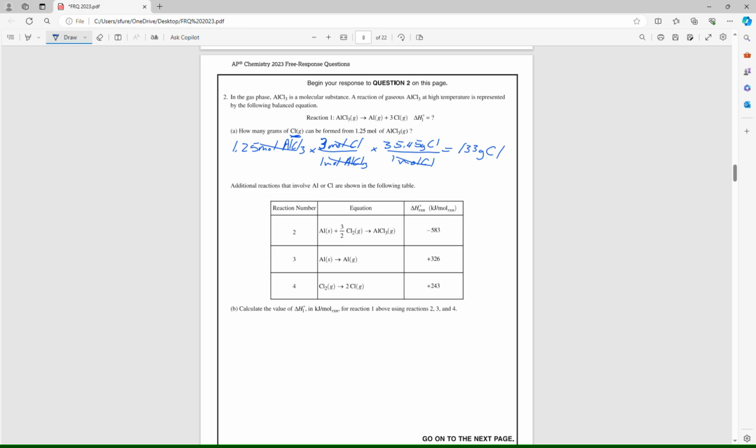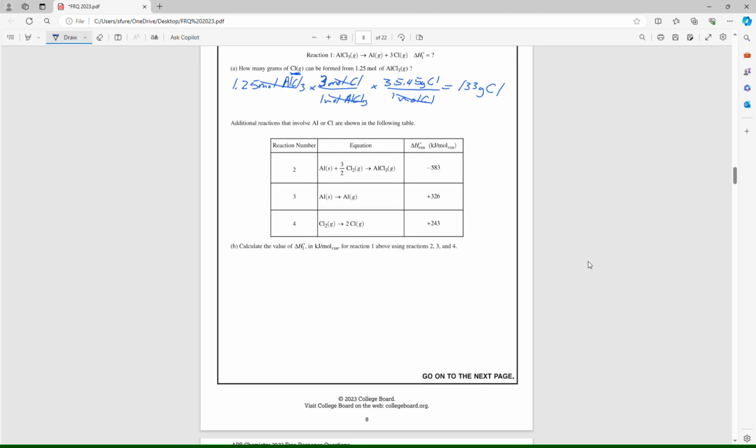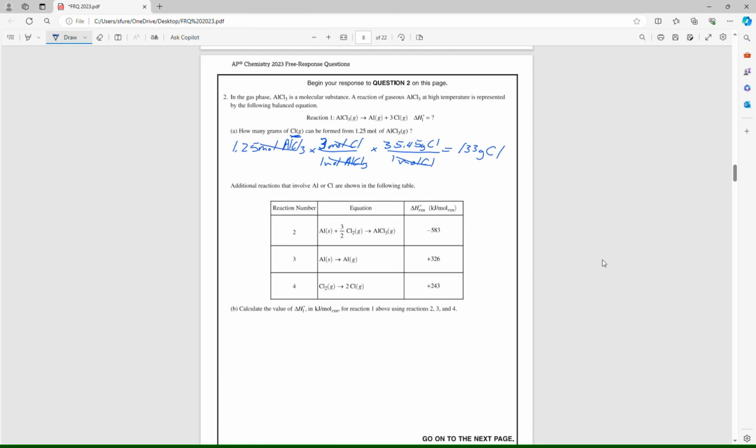All right, part B, calculate the value of delta H1 in kilojoules per mole reaction. So this is a Hess's law question. The premise is we're going to add up all of these 3 to form this top equation. So let's start with the very first thing we need. We need AlCl3 as a reactant, and we just need one of them. This has it as a product, so we have to flip this equation.